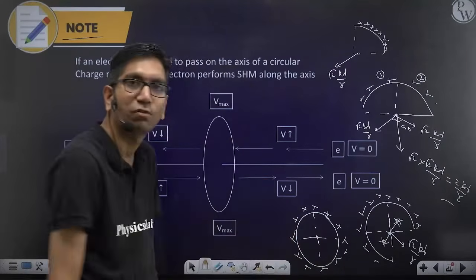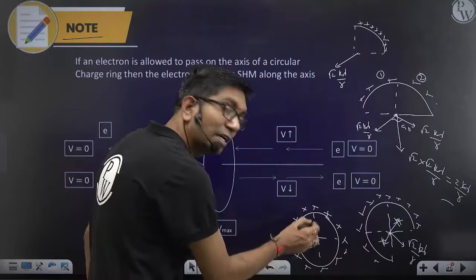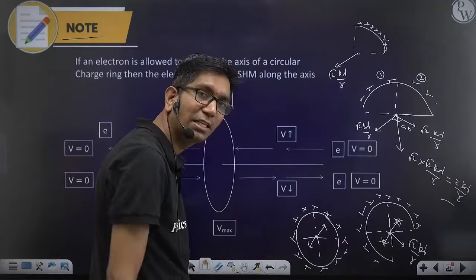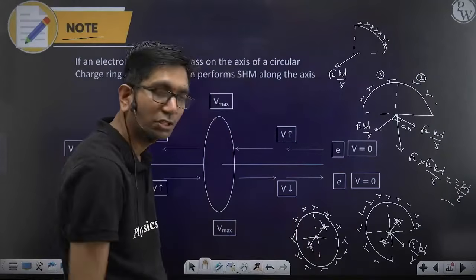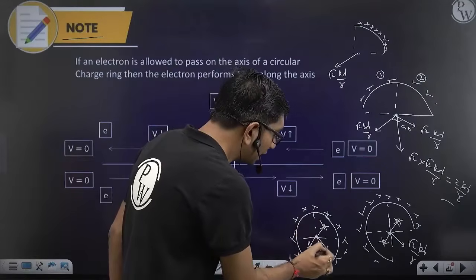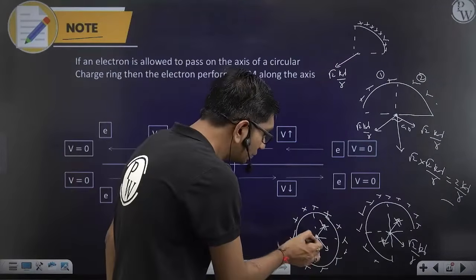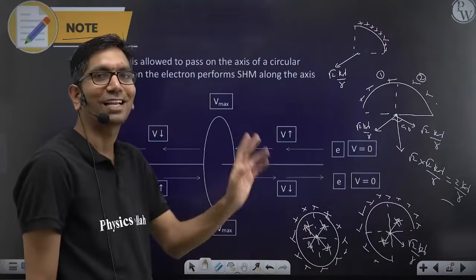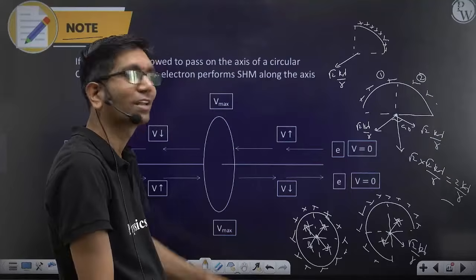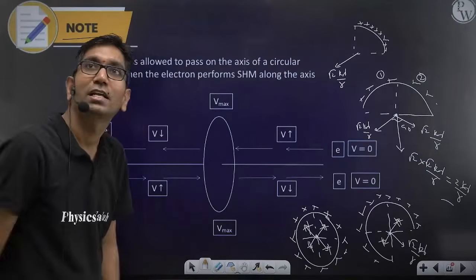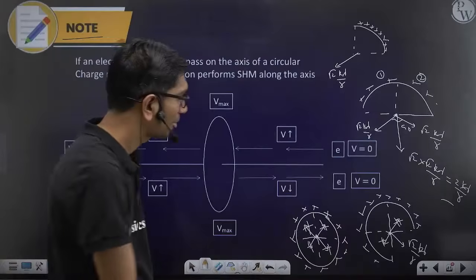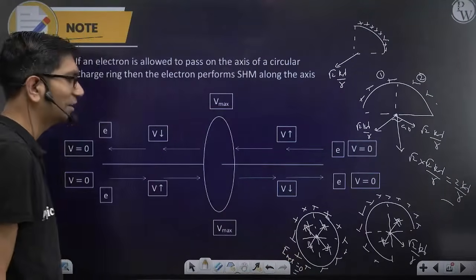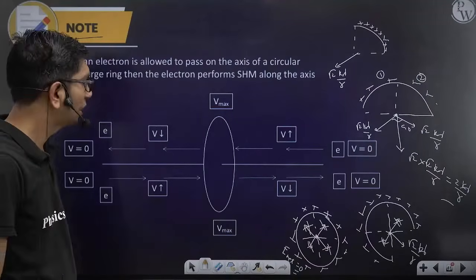Make this one into 4 parts. Due to this one, you get electric field intensity in this direction. Due to this one, in this direction. Equal but opposite, they cancel out each other. Due to this one, the electric field intensity is in this direction, and due to this one, in this direction. Equal but opposite, they cancel out each other. Net electric field intensity is 0. Is it clear for you all? No doubts? Very good.